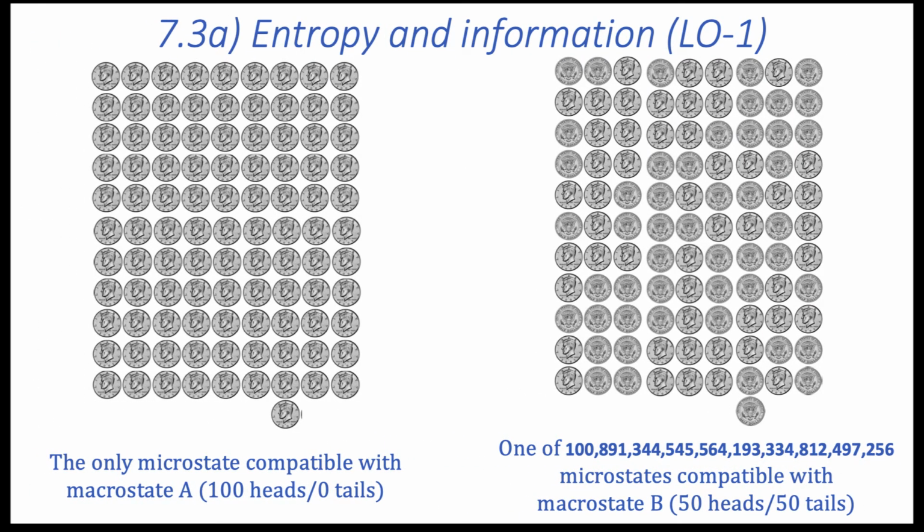Consequently, there are over 100 octillion times as many microstates with 50 heads and 50 tails as there are microstates with 100 heads and 0 tails. So the macrostate with equal numbers of heads and tails is far more probable than the macrostate with only heads.